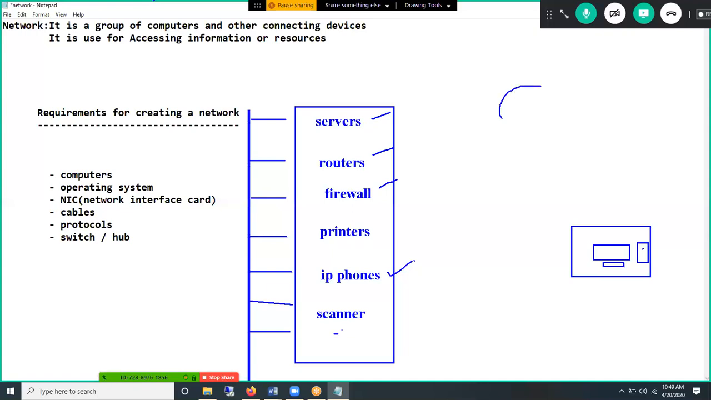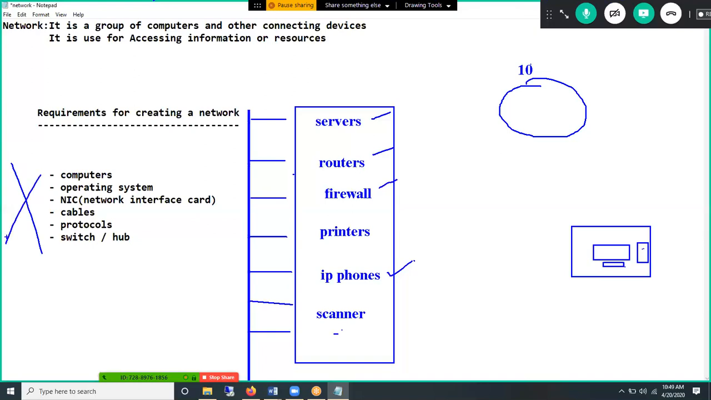Let's say if I want to make a network, maybe from the market I purchase 10 machines. I can connect all the 10 machines to a switch, and I can make a network. So here I don't require a server. I don't require a router. I don't require even a printer. So without a printer also there is a network. Without a scanner also you can have a network. So without these there is a possibility, but without this there is no possibility.